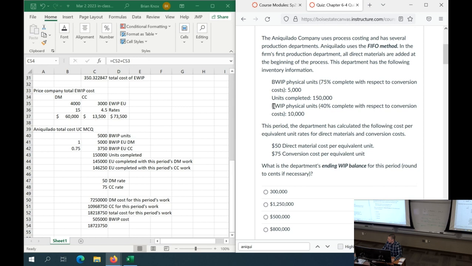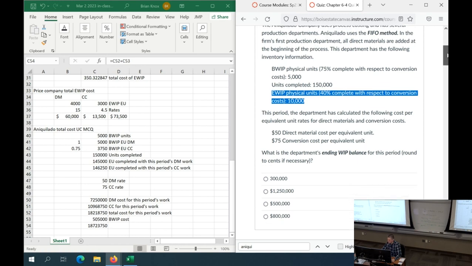And we're going to take a different tack here. We actually don't need to worry about these two, which were the only two we had to worry about earlier. We only need to worry about this one, this line right here, because we have equivalent unit rates given to us. The same ones, actually, $50 and $75.